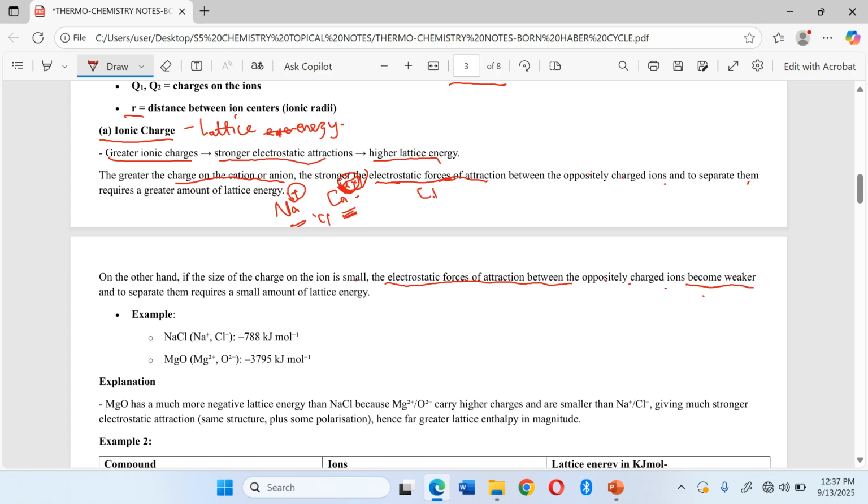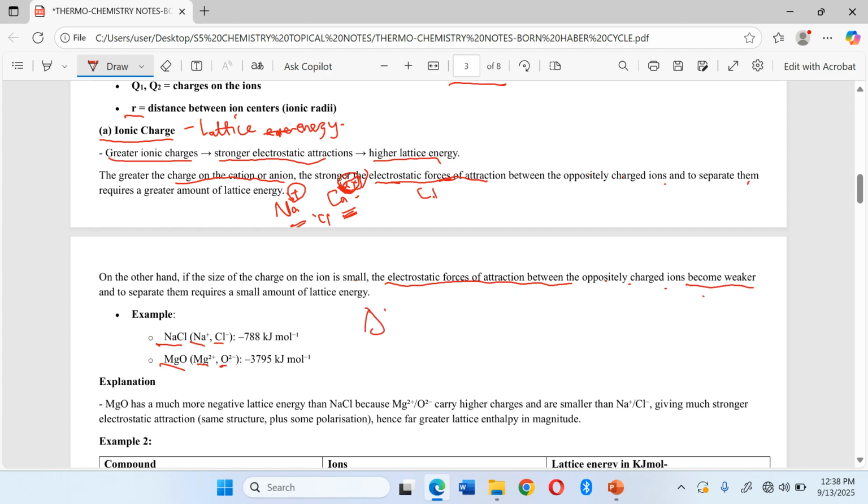For example, we have sodium chloride and magnesium chloride. The ions in sodium chloride are sodium ions with +1 and chloride ions with -1. Then magnesium ion with +2 and oxygen. And how is Coulomb's law helping us?